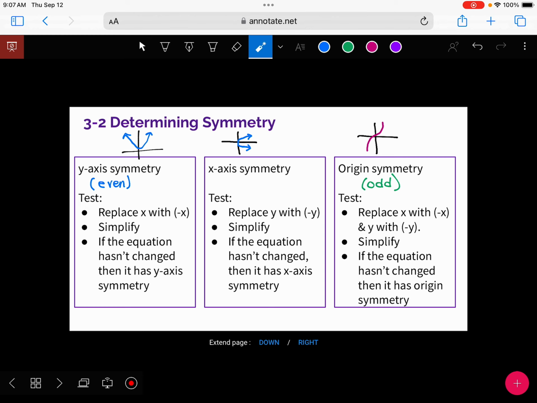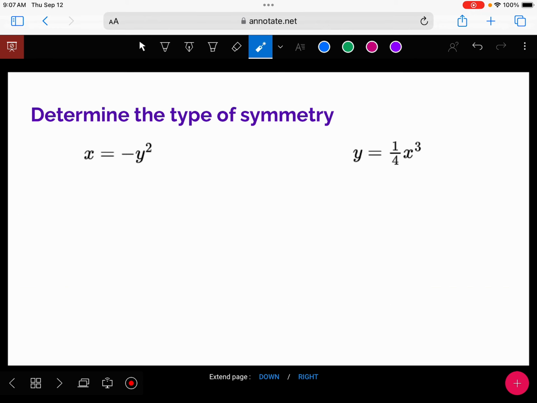All right. Most of the pencils have stopped. I'm going to change it in 5, 4, 3, 2, 1. Okay, so we're going to be given a problem like this, and it says determine the type of symmetry. So we are going to do our little tests. We're going to test for x-axis symmetry, y-axis symmetry, and origin symmetry. And yes, you have to do all 3 tests even if you find one.